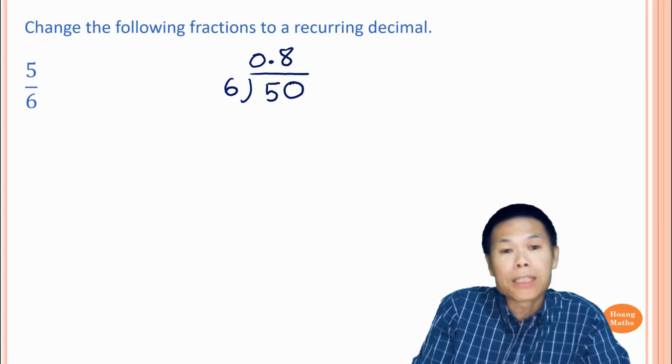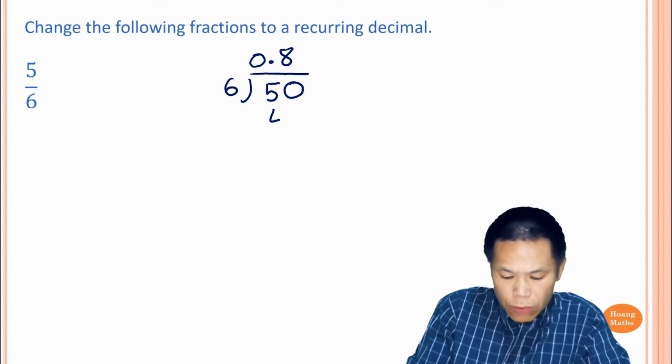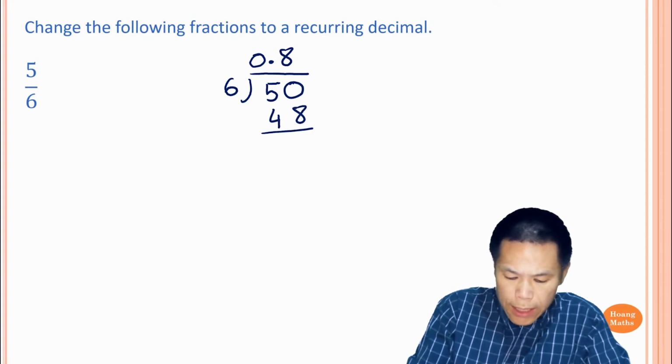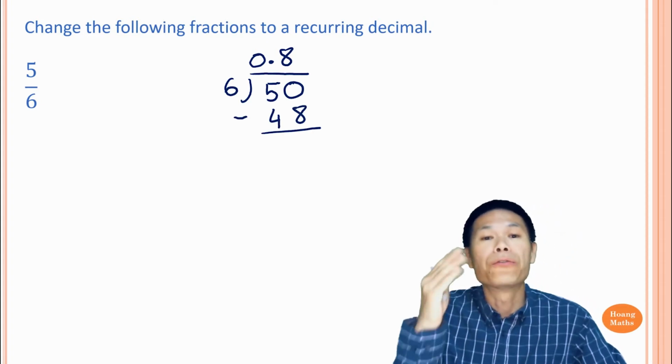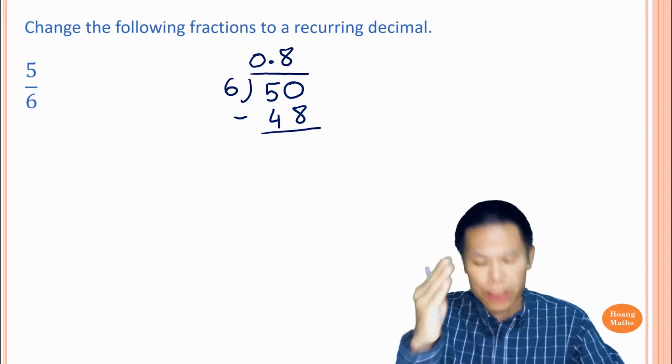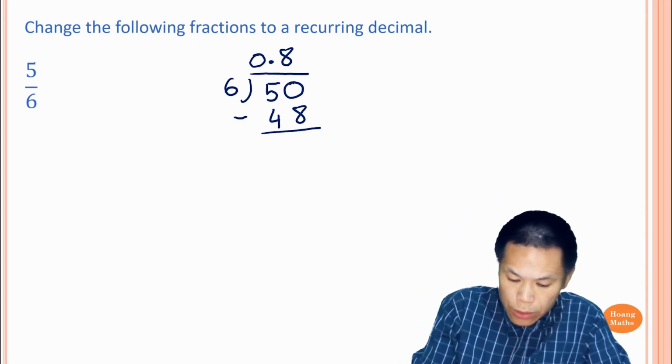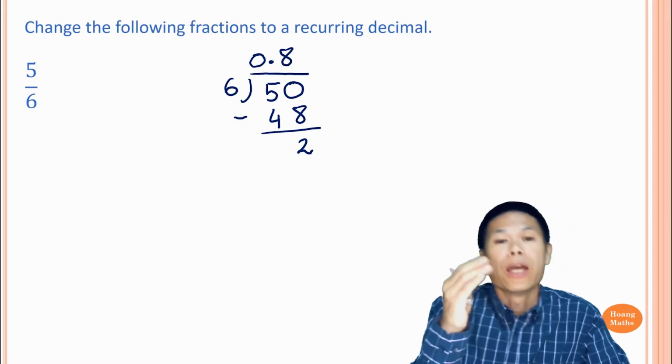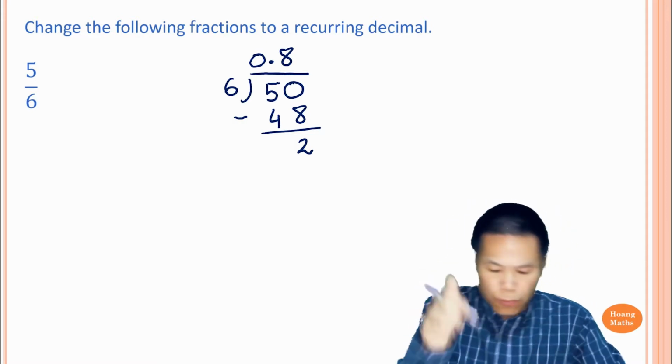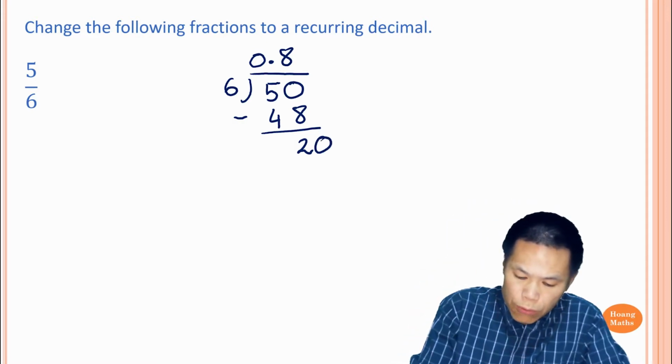So 8 times 6 is 48. I write this down, 48, and then I minus it. 50 minus 48 is 2. So I just write 2 down. And 6 cannot go into 2, so we put a 0 here.